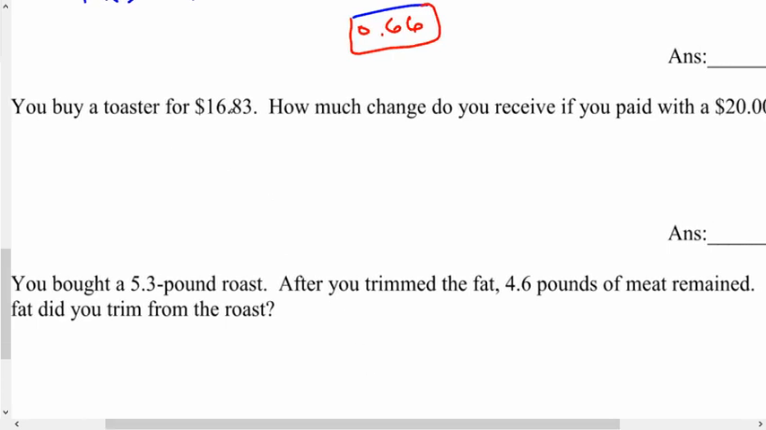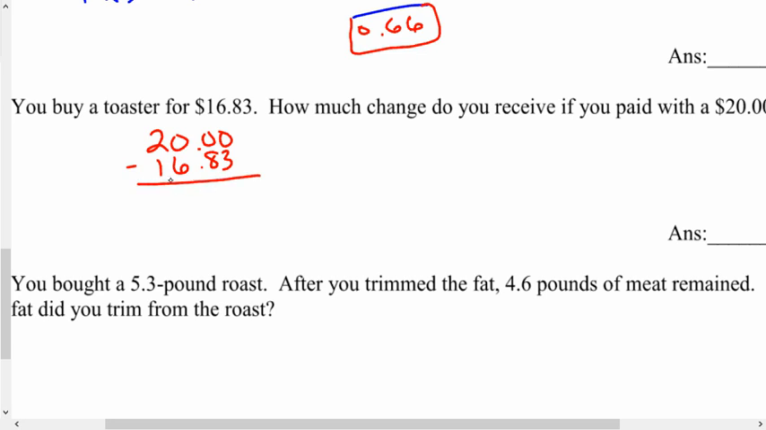You buy a toaster for $16.83. How much change will you receive if you paid with a $20 bill? Well, that means subtraction. 20 minus 16.83. Yeah, we have computers to do this for us. It's good for good brain exercise.